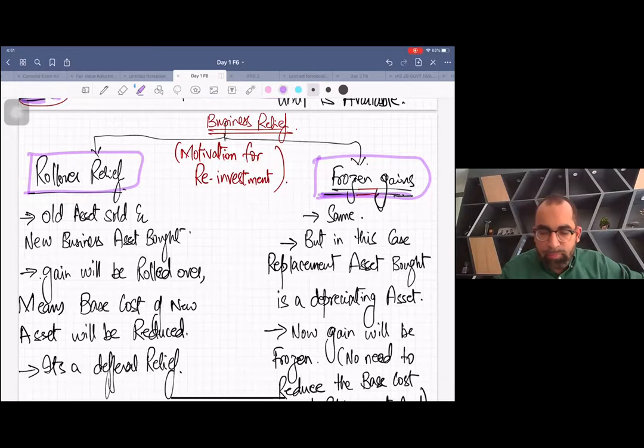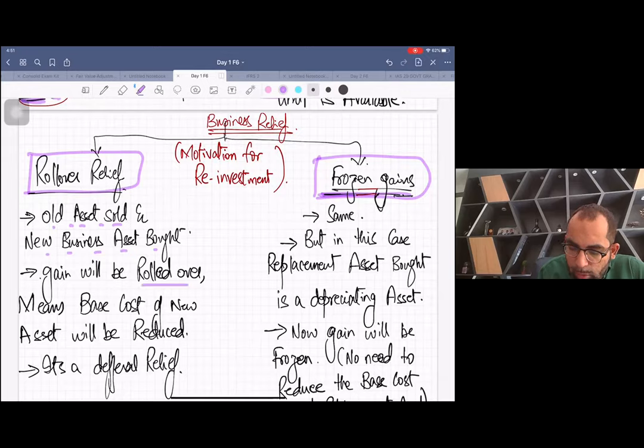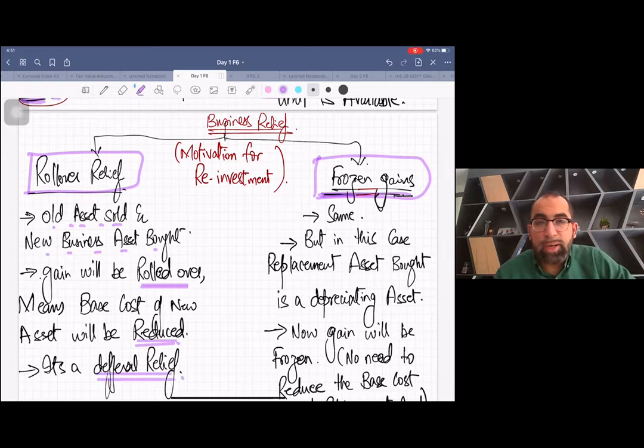Okay. So listen here, the old asset is sold and the new asset is bought. The gain will be rolled over, meaning the base cost of the new asset will be reduced. It's a deferral relief. Okay.